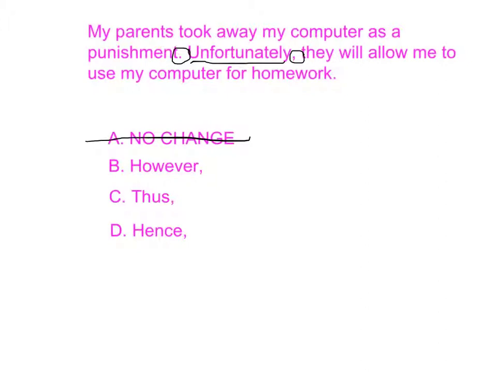Letter C, thus: "My parents took away my computer as a punishment. Thus, they will allow me to use my computer for homework." So because my parents took my computer away, they're going to allow me to use it for homework. Does not seem to make sense. The same goes with letter D, hence. "My parents took away my computer as a punishment. Hence, they will allow me." So because of this, they will allow me to use my computer. Because they took my computer away, they will allow me to use it. Doesn't make sense, which leaves us with B as the best possible answer to choose, with the conjunctive adverb, however.